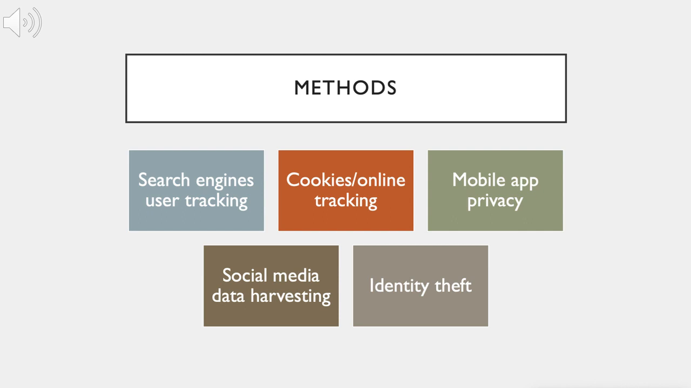There are several ways of companies gathering the user's information, majorly divided into five: search engine user tracking, cookies/online tracking, mobile apps, social media data harvesting, and identity theft.